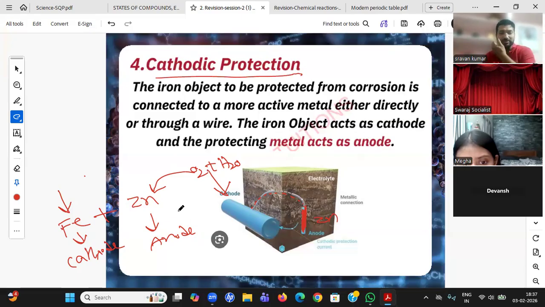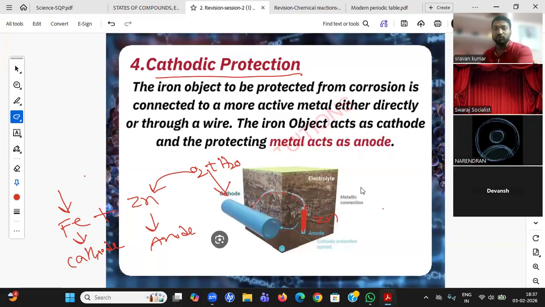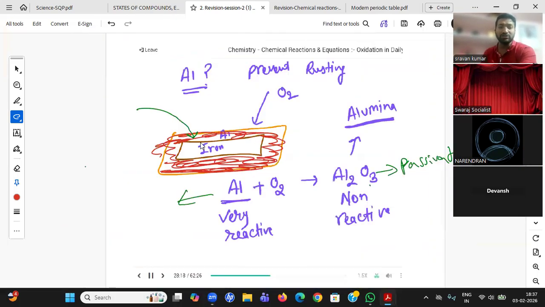Okay, this is a very big subject, student, so I have given it an easy way. But this zinc should be very nearby, or at least connected with a wire like this. Only then will this cathodic protection work. Understood, Narendran? Yes, sir. So student, four tricks you need to know.